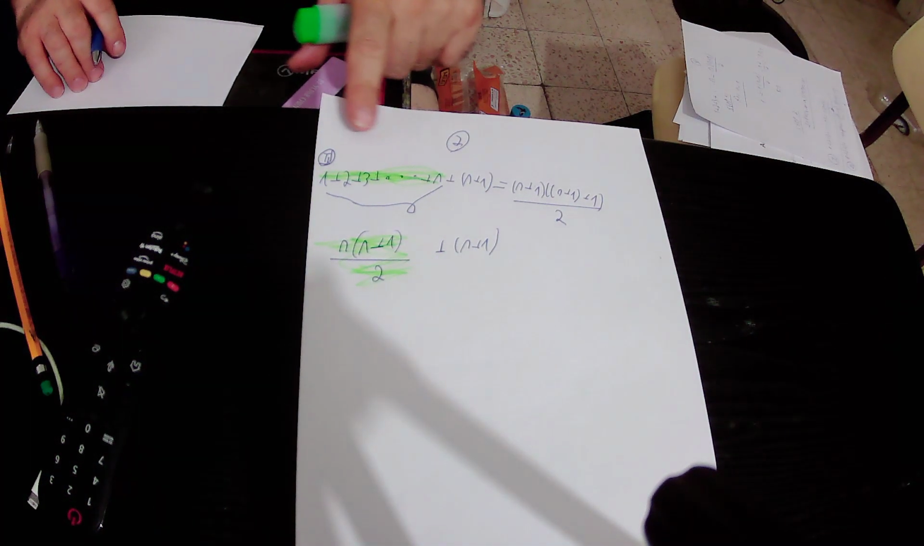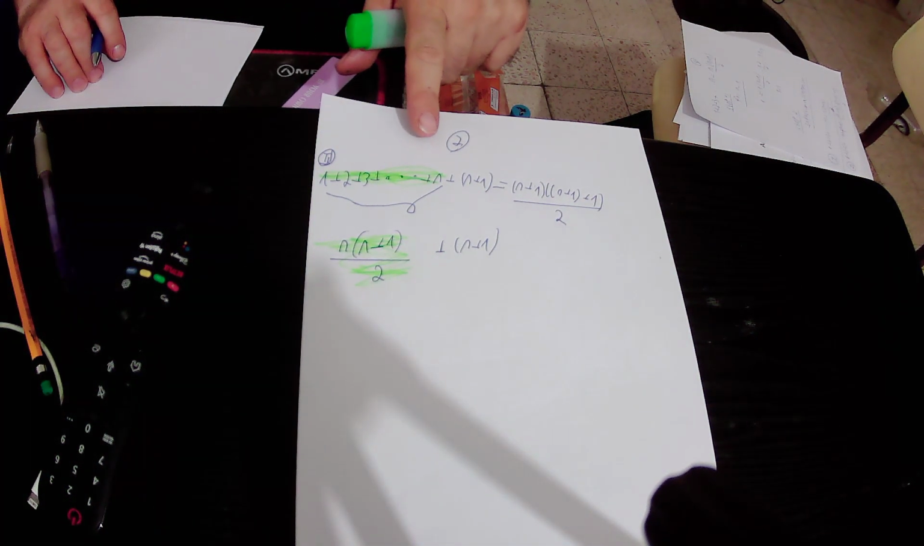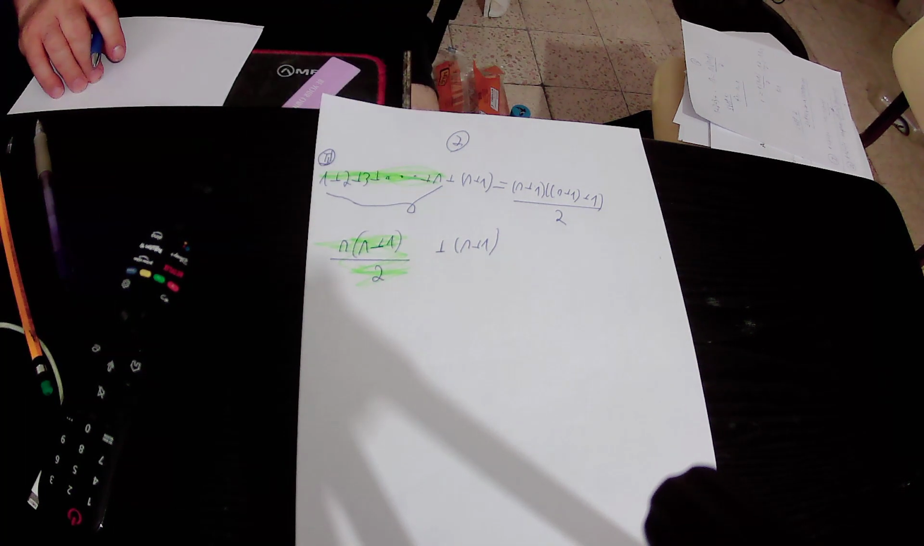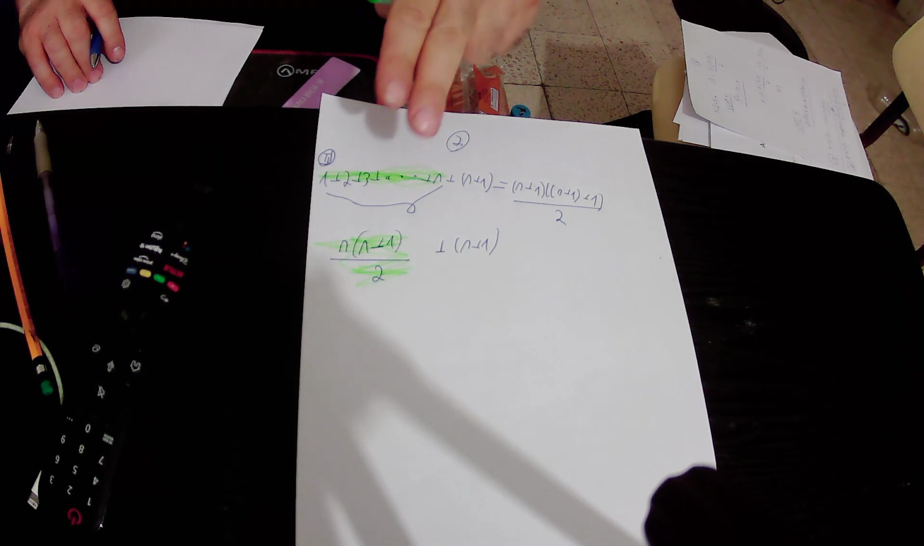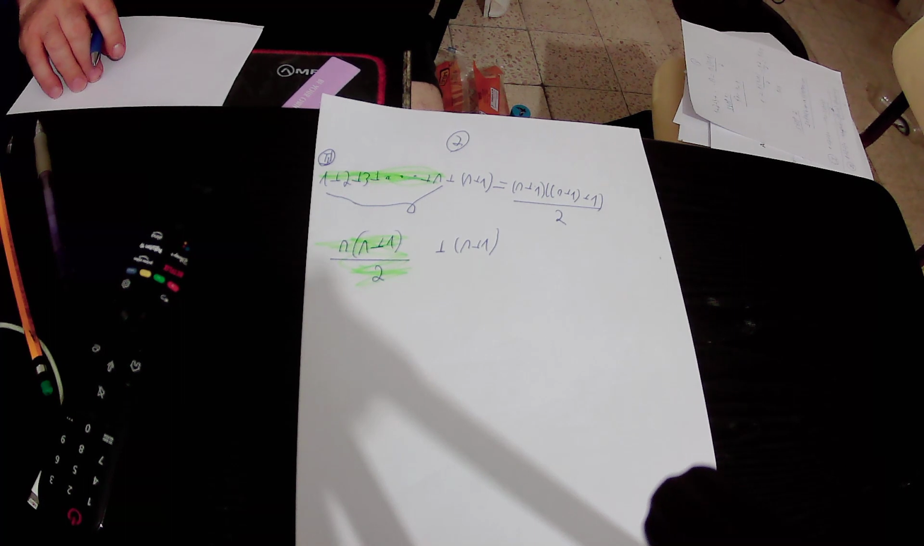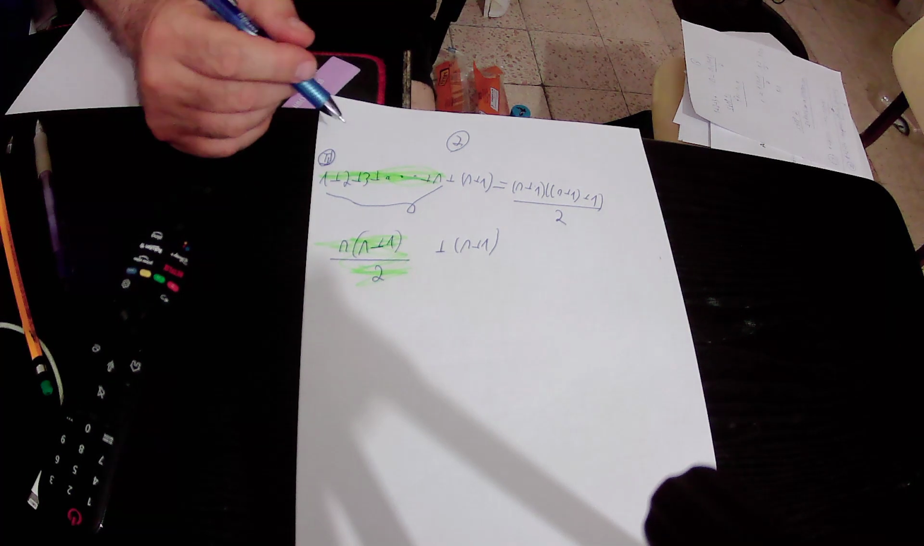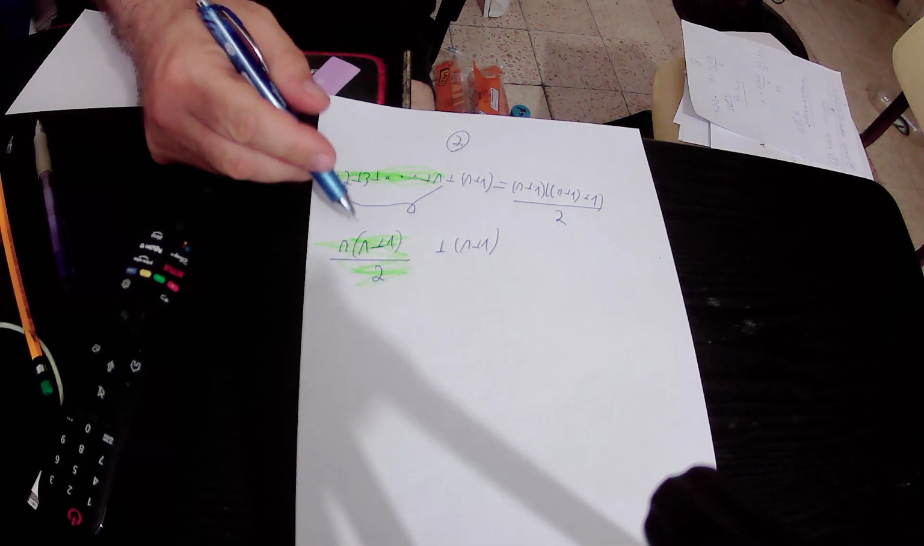Okay, we substitute the expression in green by this expression, because we assume that this expression equals this expression. That is the assumption of the induction. Okay, that is the reason that we can substitute this expression by this expression.